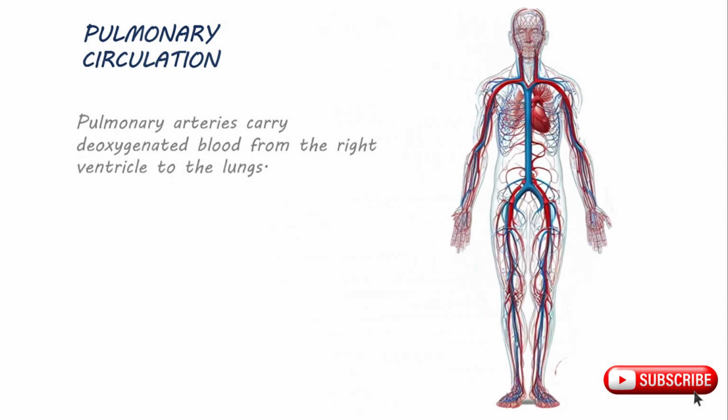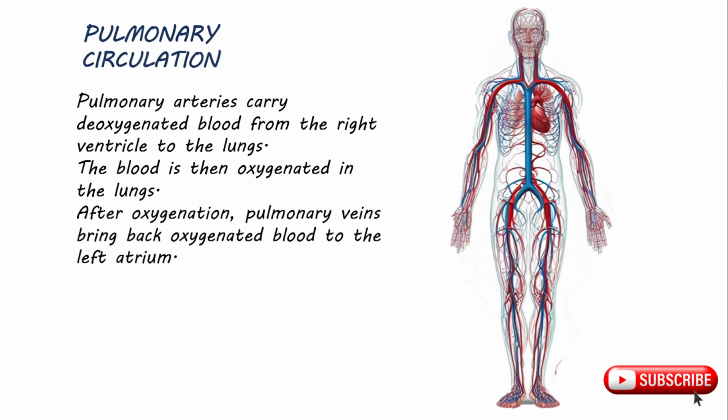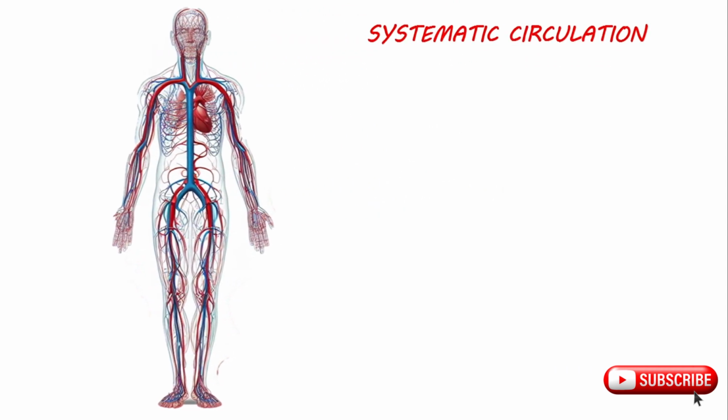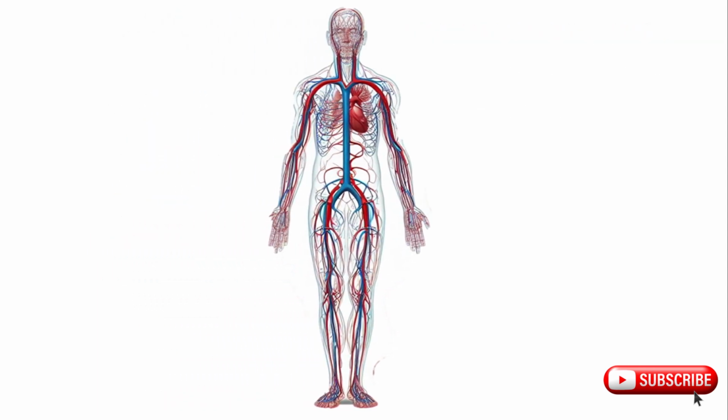In pulmonary circulation, the pulmonary arteries carry deoxygenated blood from the right ventricle to the lungs. In the lungs, the blood is oxygenated. After oxygenation, the oxygenated blood is carried to the heart by the pulmonary veins. After pulmonary circulation comes the systemic circulation, which includes all the other arteries and veins which are responsible for the blood flow through the body. Now we must study the different veins and arteries included in systemic circulation.